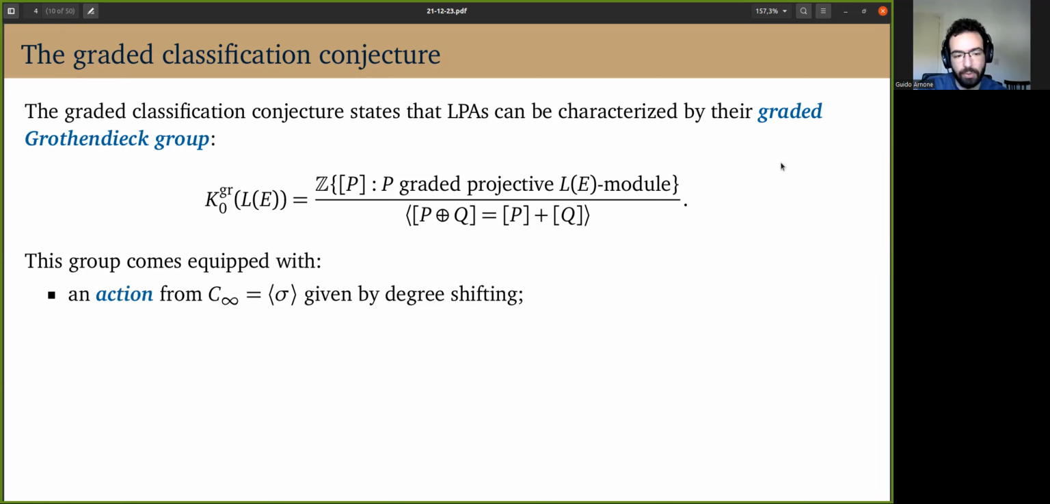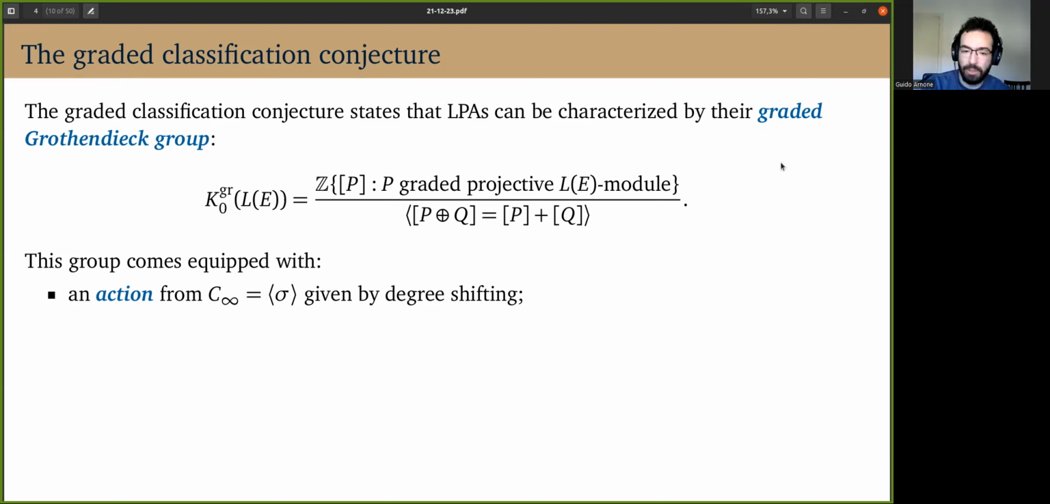So first, it has an action from the group of integers, so an infinite cyclic group. Now, to avoid confusion, I'm going to denote that Z-infinity. By that, I mean just an infinite cyclic group with a generator sigma with multiplicative notation. It's just so that I don't mix it up with Z. And the action is given by degree shifting.